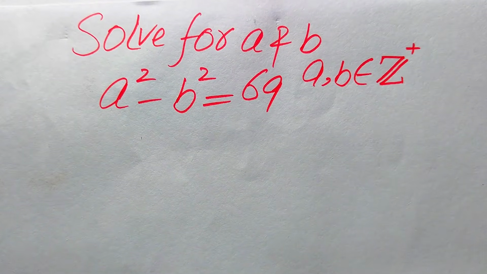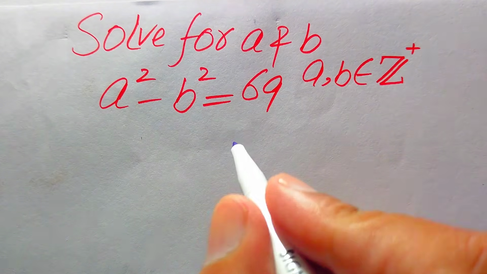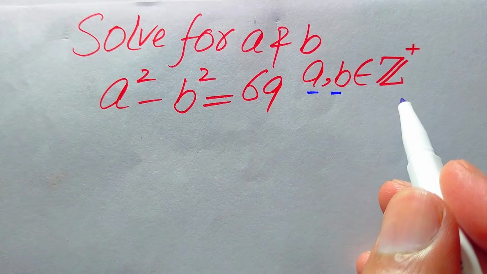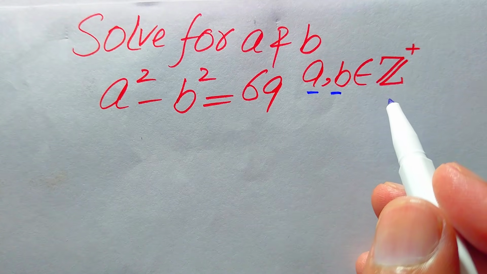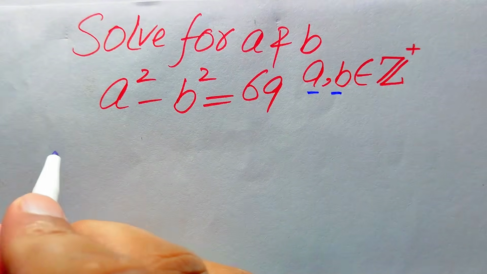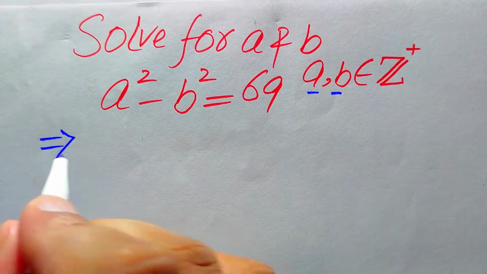Here we have a² − b² = 69, and we solve this problem for all the values of a and b. Remember one thing: a and b must be positive integers. It means we solve this problem only for positive integer values of a and b. Now we move towards the solution of this problem.